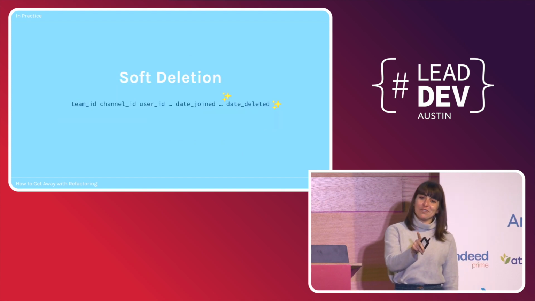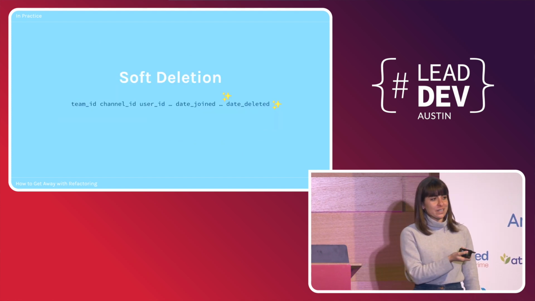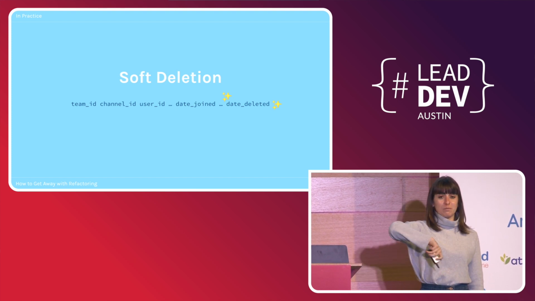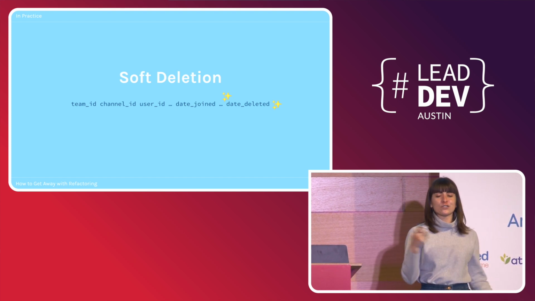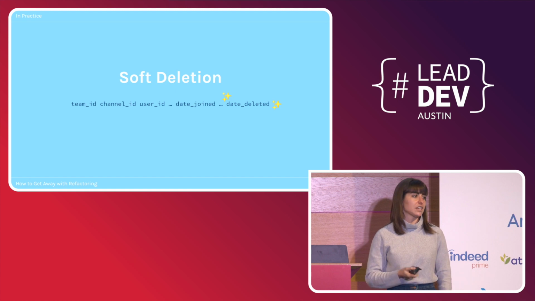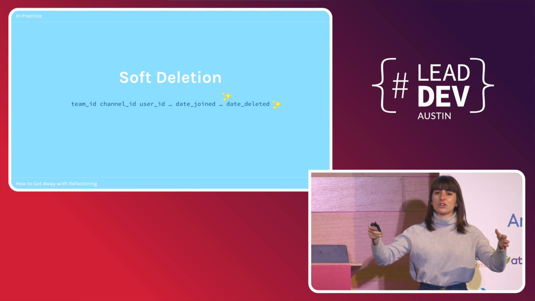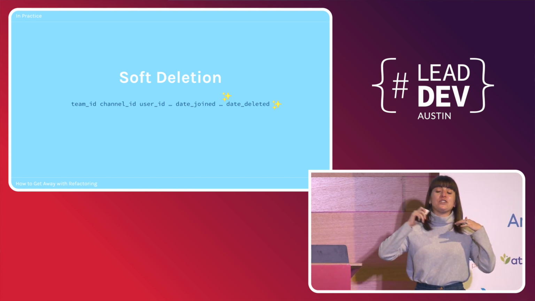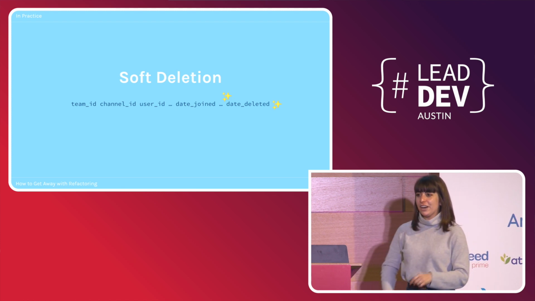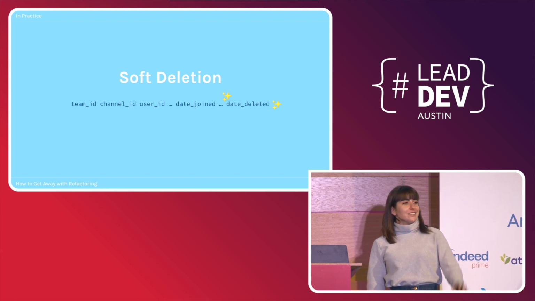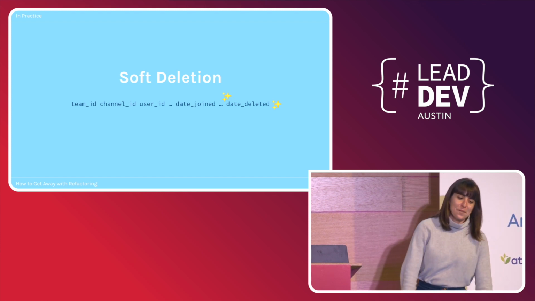But slightly more seriously, one of those wins was being able to introduce soft channel membership deletion. So I actually sat down with our CTO a while ago, and I was like, why do we hard delete channel membership? When people leave channels, why do we just obliterate that row? And he's like, we forgot. And I was like, cool.